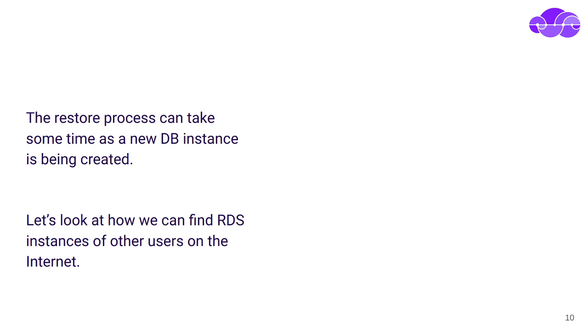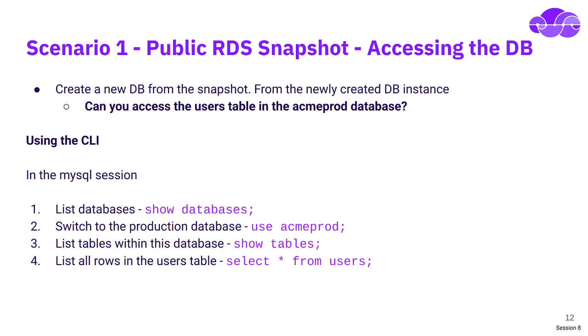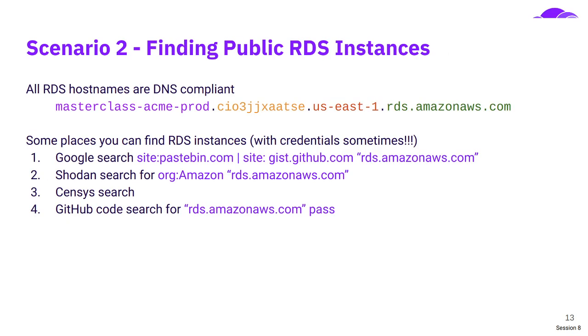So while we wait for the database to be created, let's quickly hop on to finding public RDS instances. I'll come back to those 2 slides after we've done this. All RDS host names are DNS compliant, right? And this is where you'll see the significance of why all of us can have the same DB instance name, because the full host name for the database instance is your DB identifier followed by a random string, followed by the region, and then .rds.amazonaws.com.